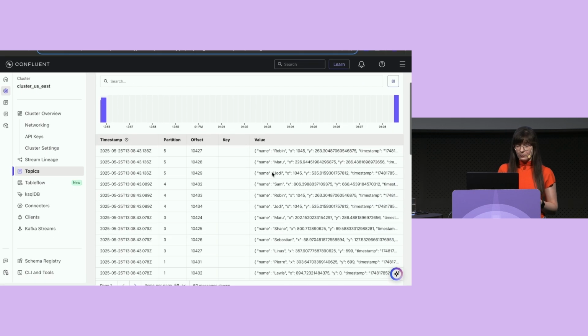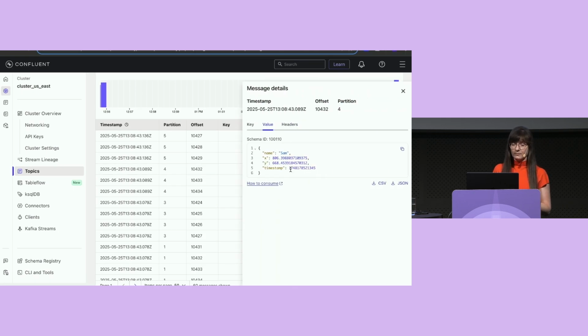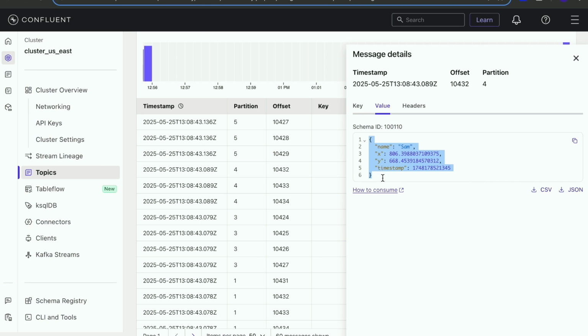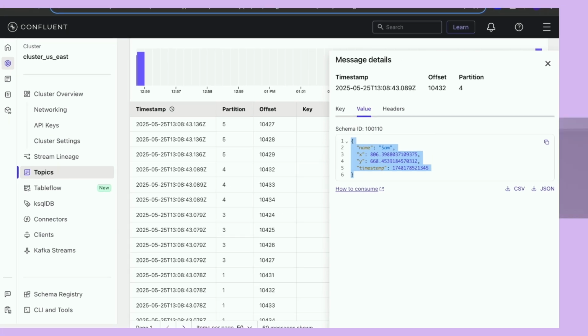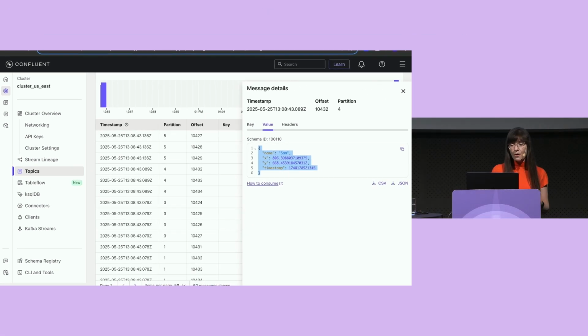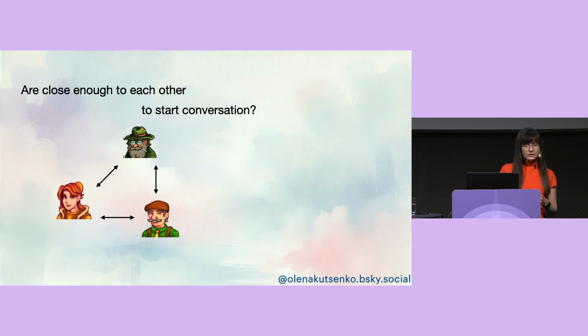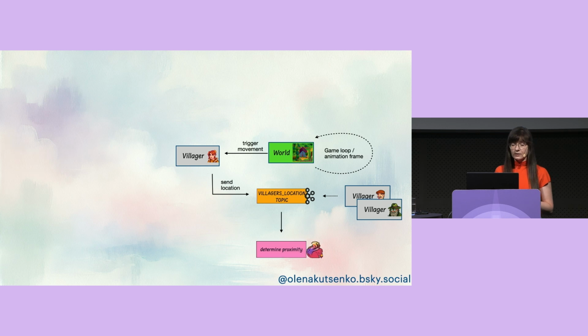So here, for example, how I send the data: I have the name of the villager, their position on the map, and the timestamp, so that later, if I want, I can replay those events. And now I have all those villagers with their locations, and I need to calculate the distance between them. For this, I decided to use Apache Flink.